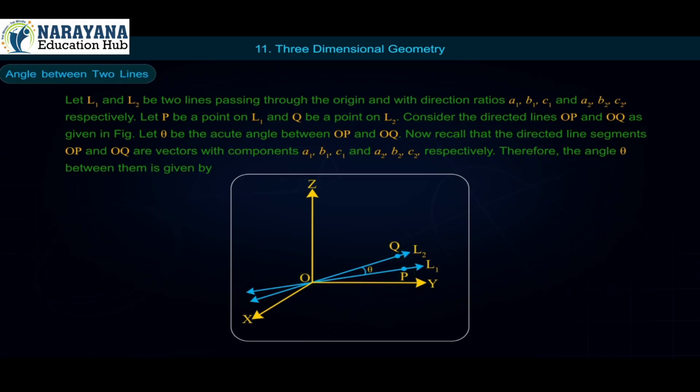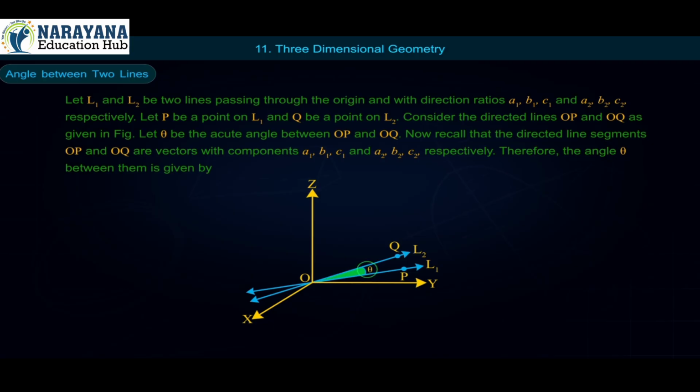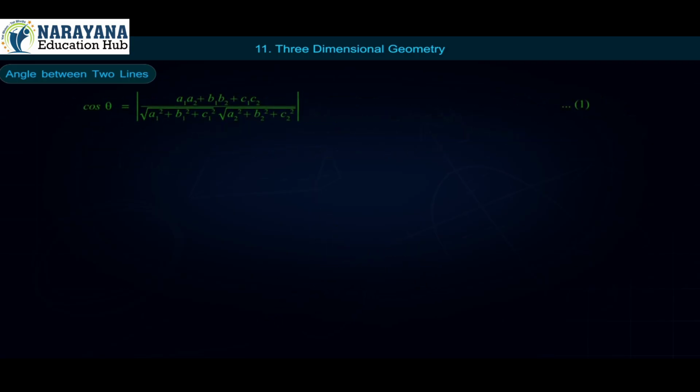Now, recall that the directed line segments OP and OQ are vectors with components a1, b1, c1 and a2, b2, c2 respectively. Therefore, the angle theta between them is given by cos theta equals modulus of (a1 a2 plus b1 b2 plus c1 c2) upon square root of (a1 square plus b1 square plus c1 square) into square root of (a2 square plus b2 square plus c2 square). Equation 1.